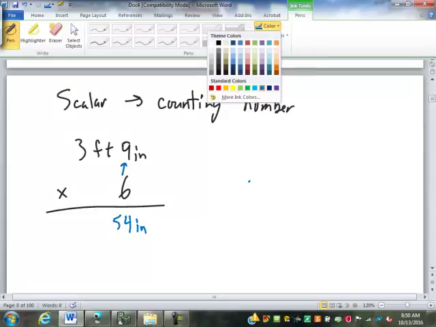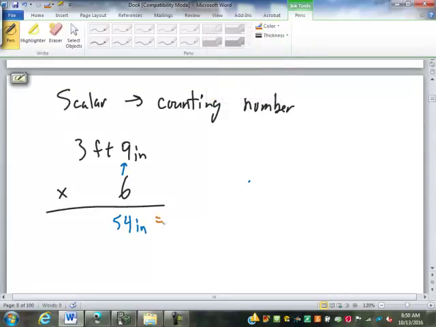Now there is definitely enough there to make a whole foot. In fact, I can make how many whole feet? 4 whole feet. 4 times 12 is 48 inches. So how many inches do I have left over? Yeah, 54 minus 48 is 6 inches. So I am going to keep my 6 inches and carry my 4 feet. 6 times 3 feet is 18, plus 4 is 22 feet.